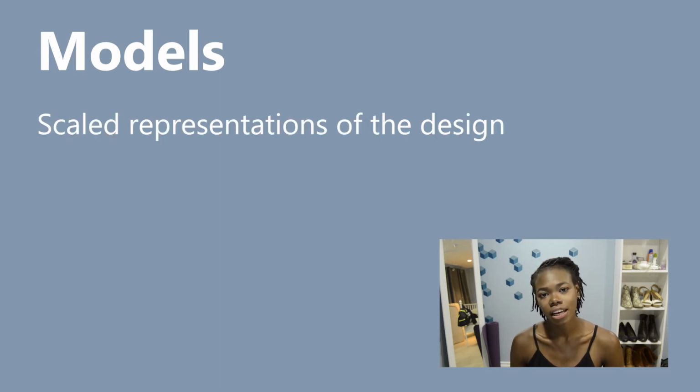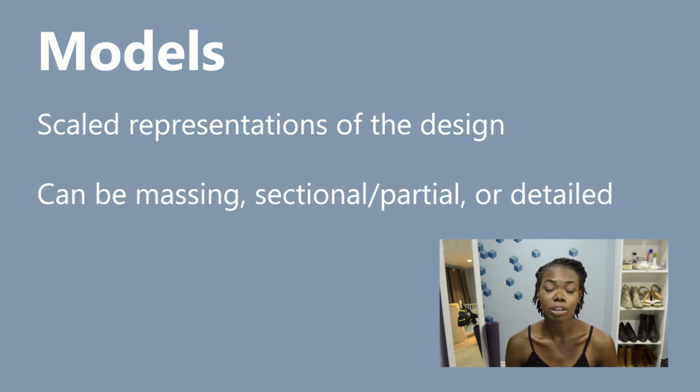So finally, a model is a scale representation of your design, and you might be asked by your prof to produce either a sectional or partial model that shows the intricacies of your design within, or a massing model, like I described, which is just a general shape and size of your building in relation to the surroundings, or even a detailed model, which might be like a wall section that shows your drywall, your insulation, your structural members, and just how certain parts of your building are produced and come together.